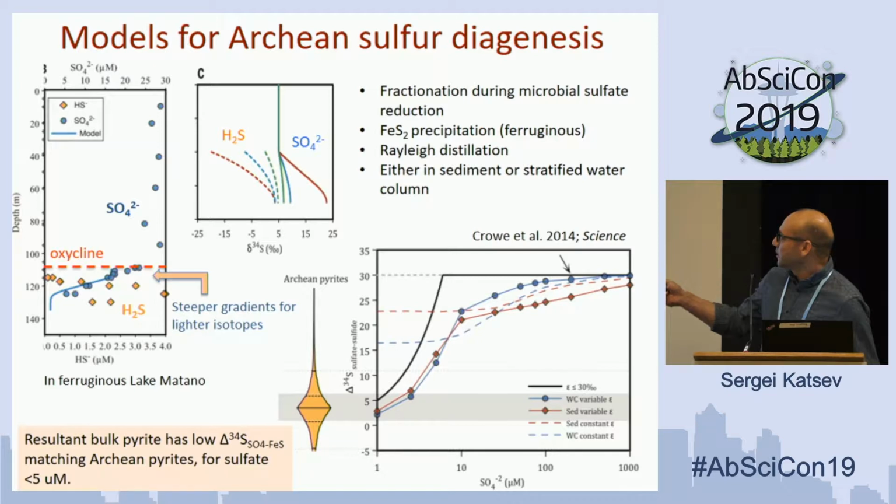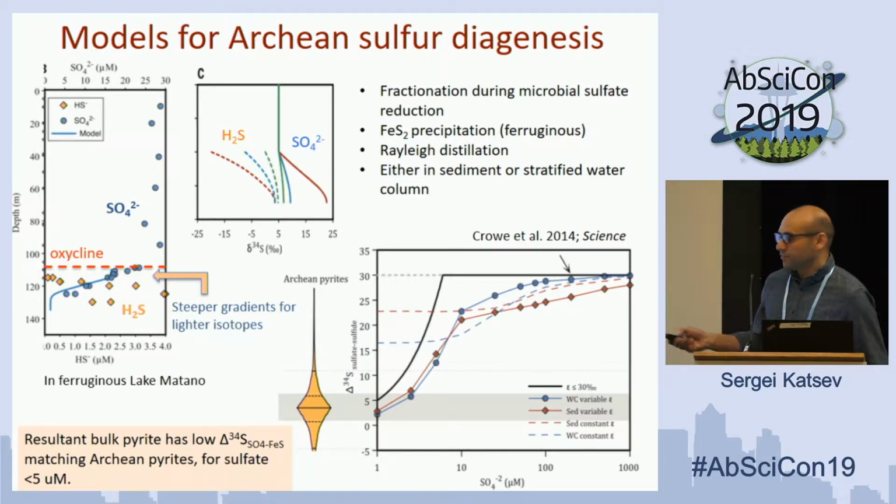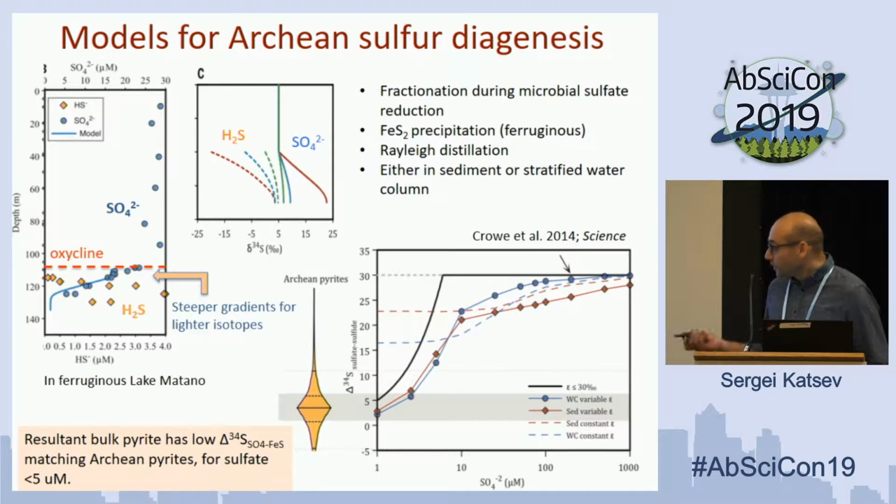The reason why we don't get exactly zero fractionation is that the system is open. Because lighter isotopes are preferentially used up in the sediment or in this deep water column, the gradients for the lighter isotopes are steeper, so there are more lighter isotopes diffusing in. We get essentially lighter sulfide. If we assume that at low sulfate concentrations, fractionations decrease because essentially all of the sulfate is being used up, we get low isotopic differences, delta 34S, between sulfate and sulfide. And we could match this with Archean pyrites for fairly low, very low actually, sulfate concentrations below 5 micromolar in this work.